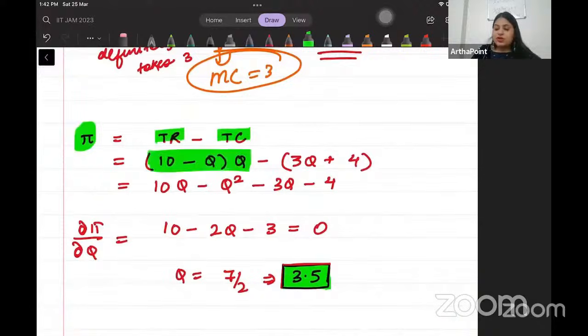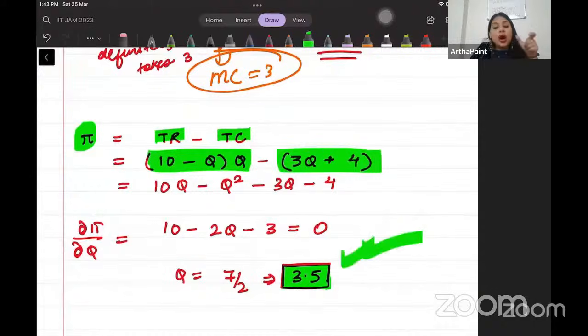This will be total revenue. This will be total cost. Differentiate this and you will get the same answer. So I am accounting for the fact that the first 2 units are more expensive, that each unit is worth 5 rupees. And then I'm coming up with this total cost function.